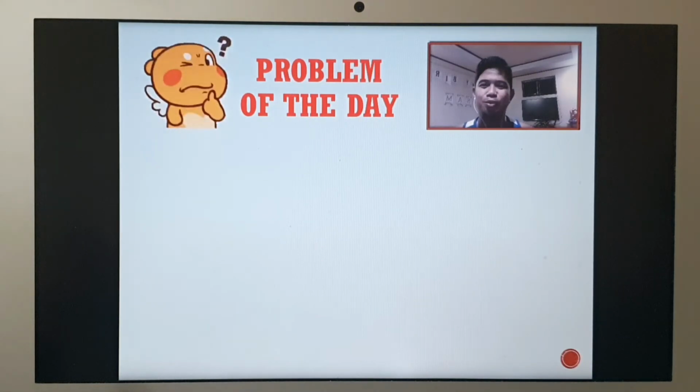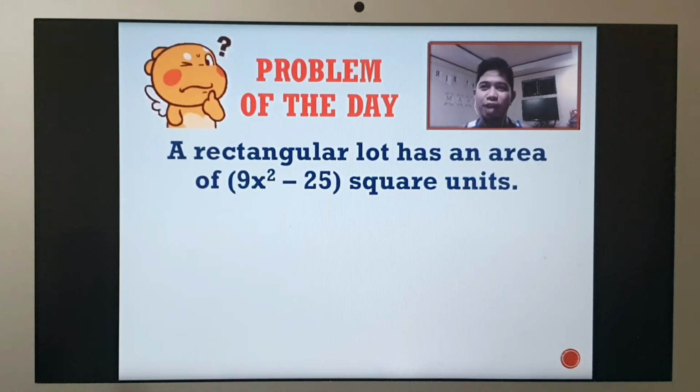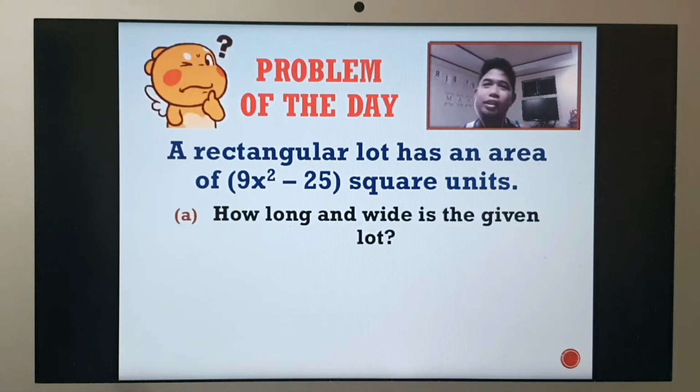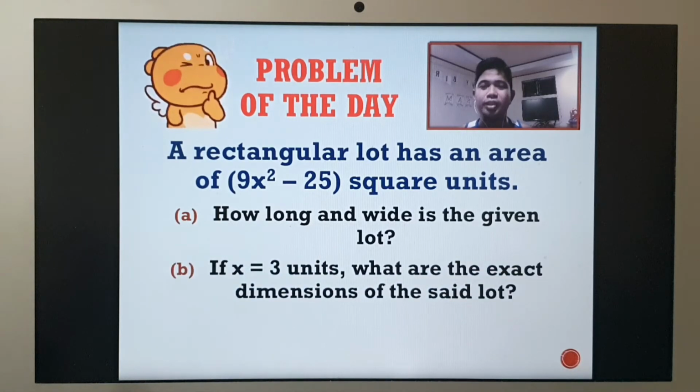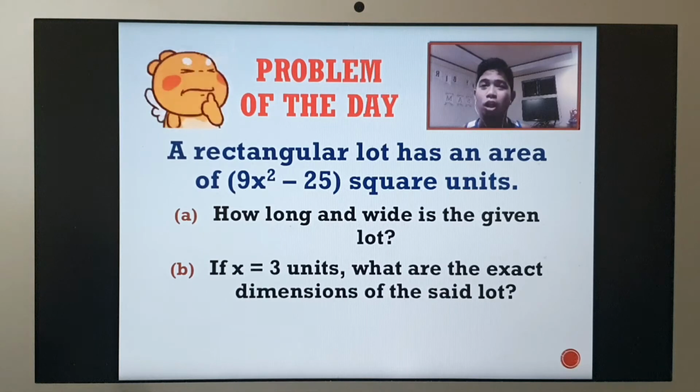And here it goes. A rectangular lot has an area of 9x squared minus 25 square units. Letter A. How long and wide is the given lot? Letter B. If x is equal to 3 units, what are the exact dimensions of the said lot?